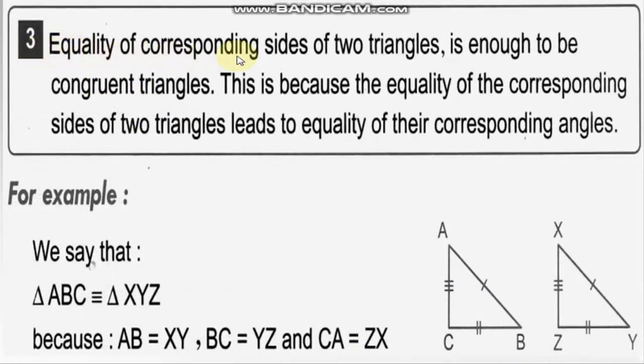Number 3. Equality of corresponding sides of two triangles is enough to be congruent triangles. This is because the equality of the corresponding sides of the two triangles leads to equality of their corresponding angles. For example, we say that the triangle ABC is congruent to the triangle XYZ because AB equals XY, BC equals YZ and CA equals XZ.